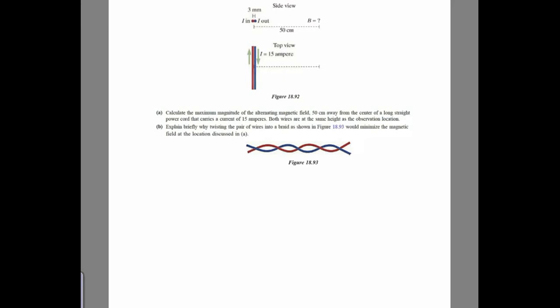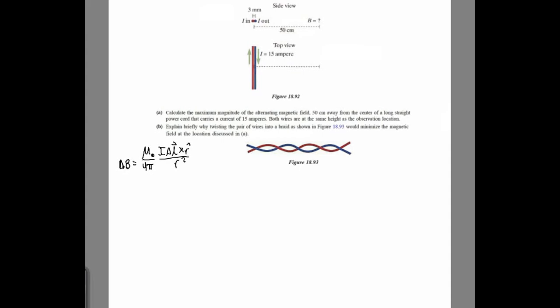Now that we read through the problem, why don't we discuss what equations from the chapter are necessary for solving it? From the Biot-Savart law of a short, thin length of wire, we were able to derive the following equation for the magnetic field of a straight current-carrying wire.